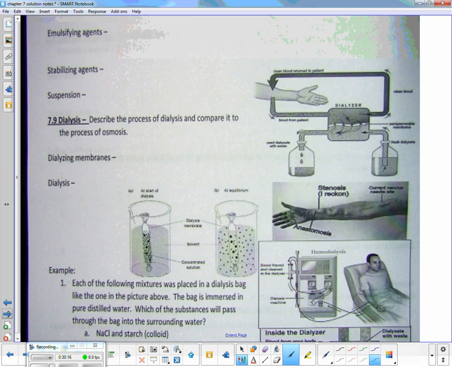Okay, emulsifying agents and stabilizing agents are put into things to stabilize them so that they don't fall out, so that a suspension maybe stays a suspension instead of falling out, or a colloid is more stable. A suspension, we talked about, has bigger particles than a colloid. Where does this all come into play with dialysis?